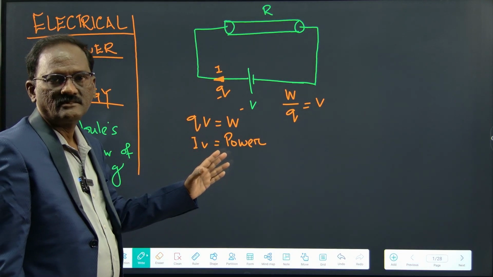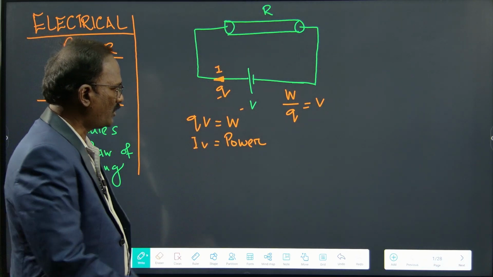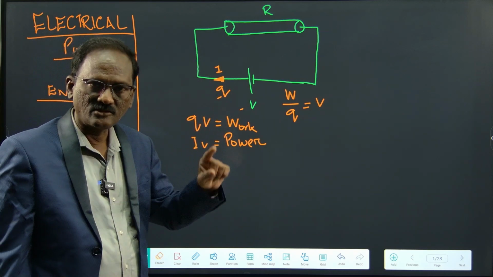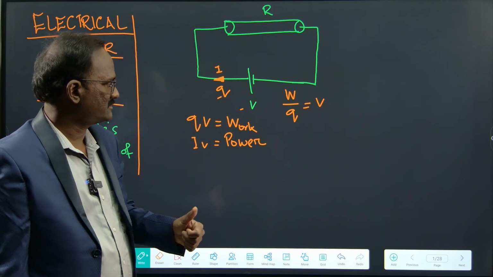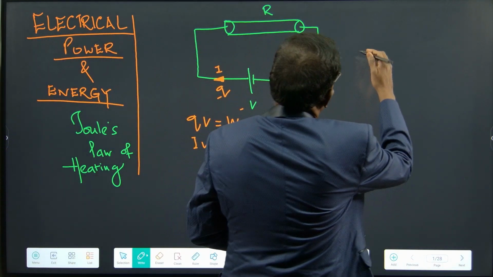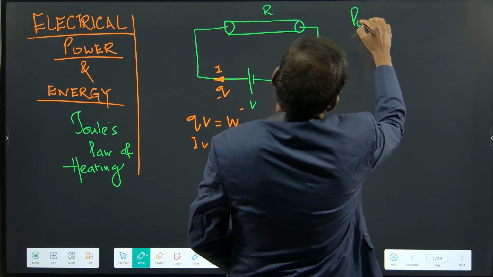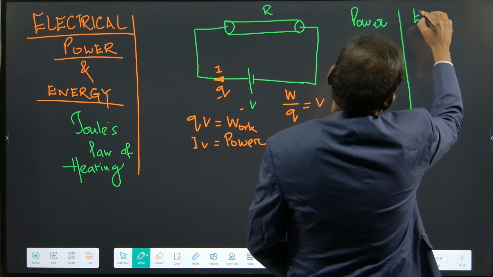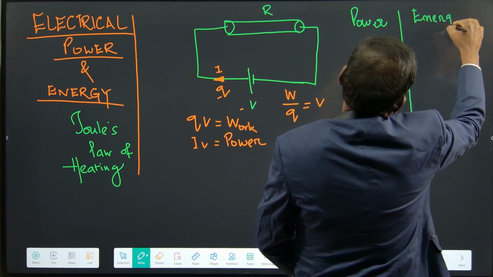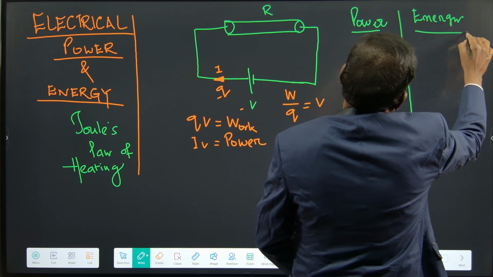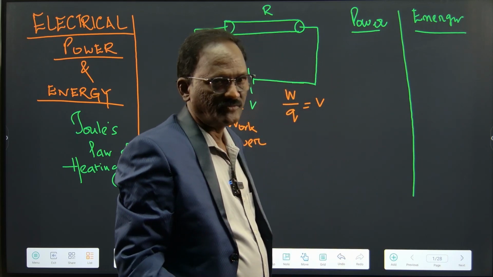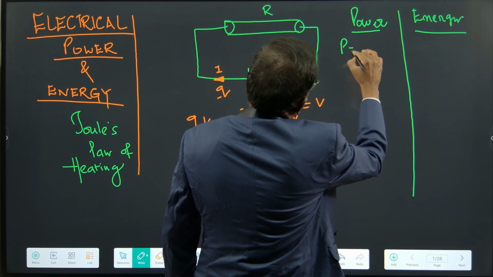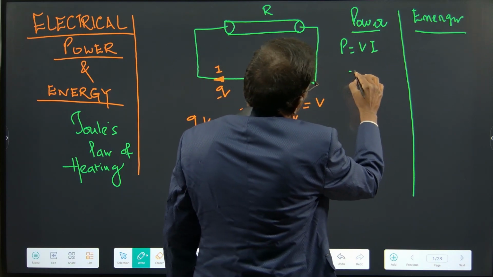So let us relate these two formulas, work and power. Work done by the battery is also known as energy spent by the battery, right? So this is power and this is energy. First let me write the formulas for power. P is equal to V into I.